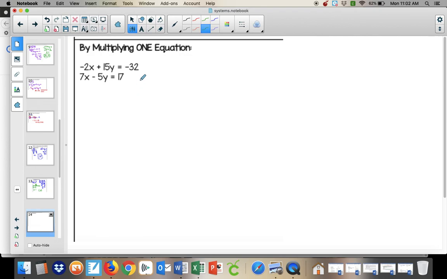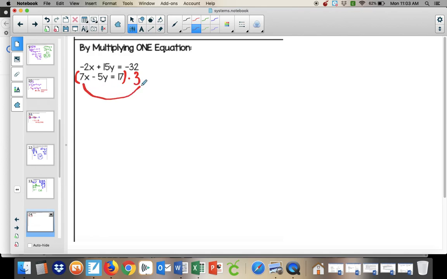Now, sometimes you can eliminate by making one or the other equation a little bit bigger. So I'm only going to multiply one of the equations to make them opposite. Can I make 7 opposite of negative 2? Yeah, I mean, I could, but I have to do something to both equations. But can I make negative 5 opposite of 15? I can, by multiplying this by 3.